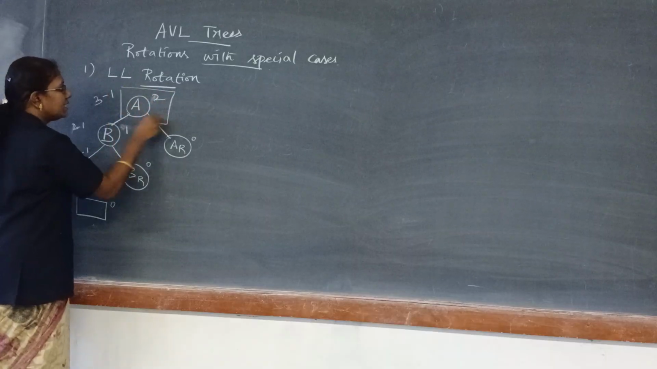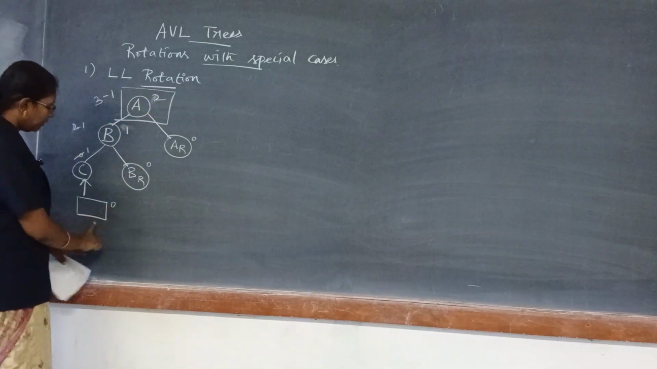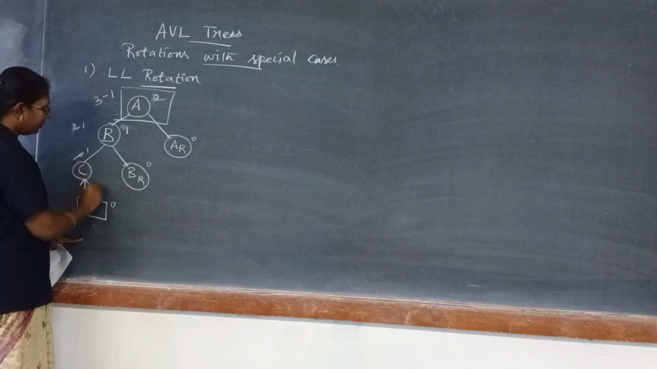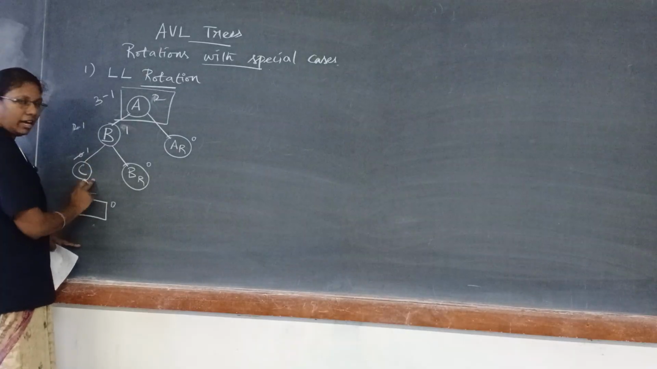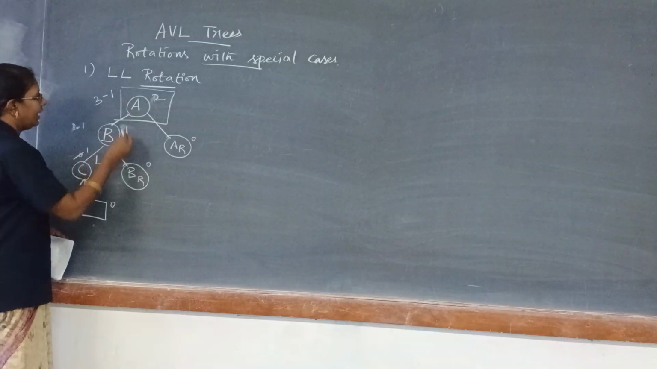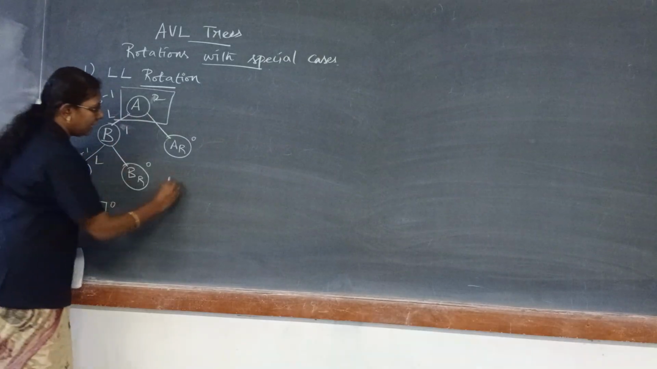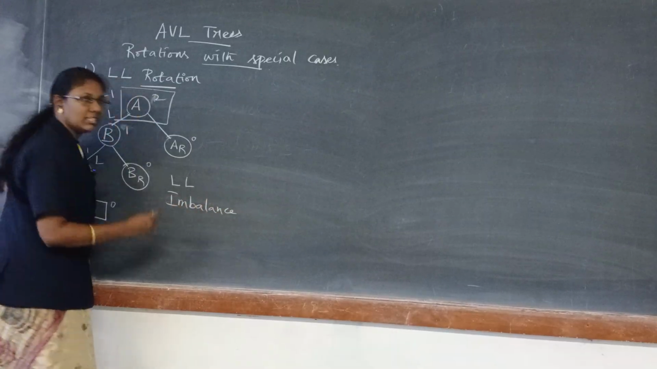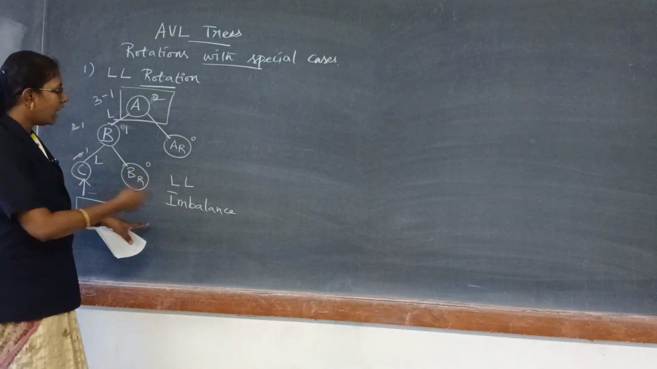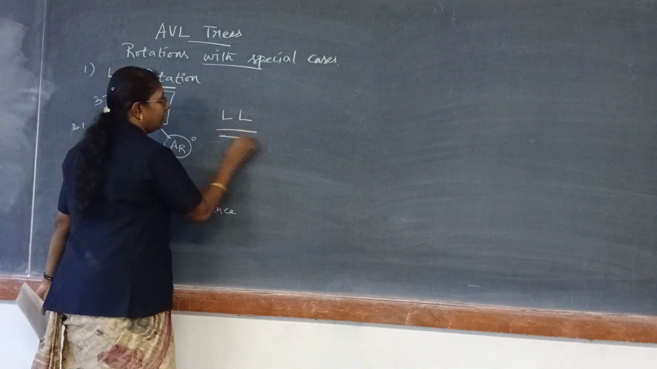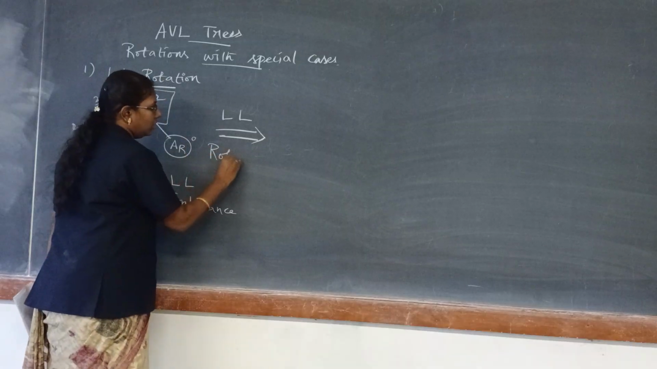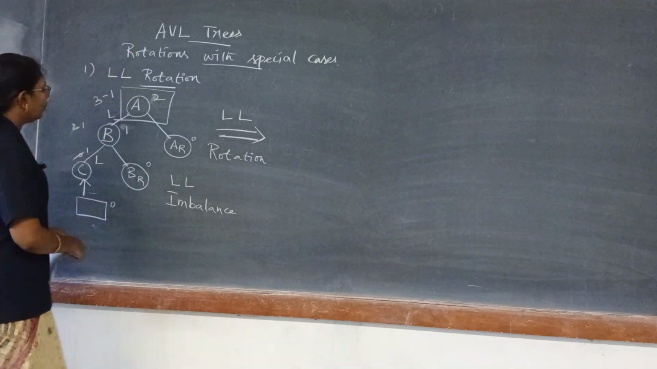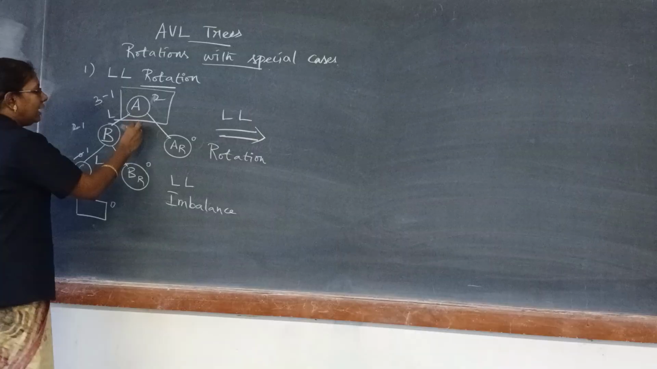Now imbalance has occurred, because I inserted a node into the left child of the left subtree. So the imbalance that occurred is an LL imbalance. If imbalance occurs, I need to perform a rotation, so the rotation will be an LL rotation. LL rotation means I need to perform only a left rotation. The left rotation is applied at this point, where we got the imbalance.